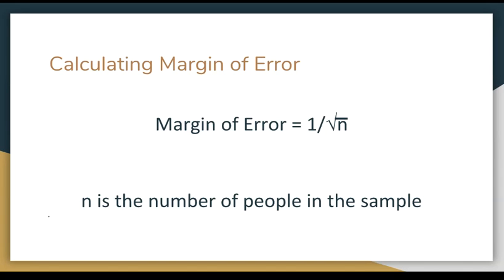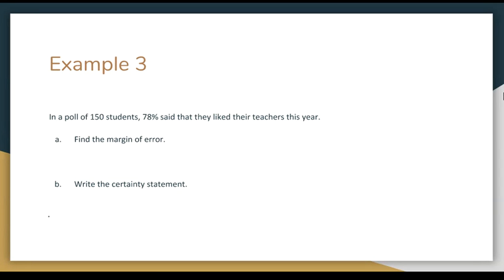Now, this is not the only formula for margin of error. There are other ways of calculating it in other situations, but the one we use in this context is 1 over the square root of n. So in a poll of 150 students, 78% said that they liked their teachers this year. Let's find the margin of error.